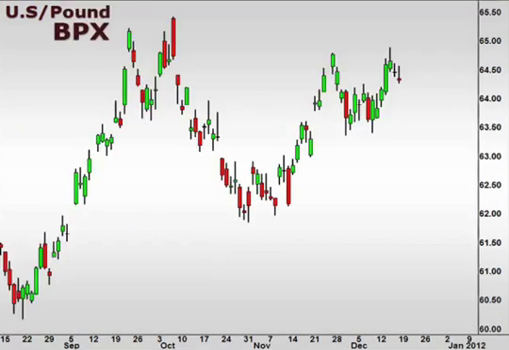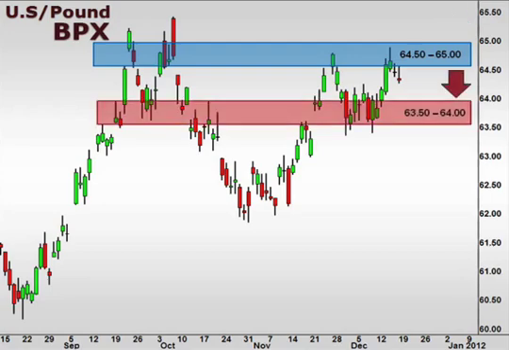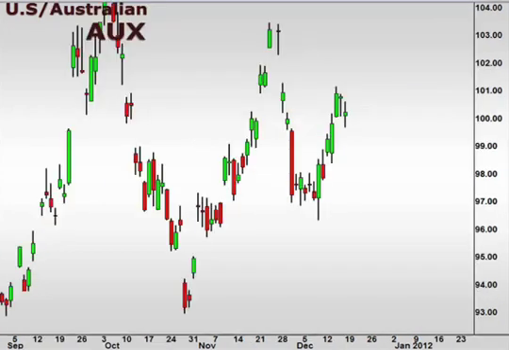Let's take a look at the BPX, the US dollar versus the British pound. The BPX hit a resistance level at 65 and pulled back at the end of the week. Now, a reversal and subsequent break above 65 opens the window for further strength. However, we are open to a drop to test support down here at 63.5.